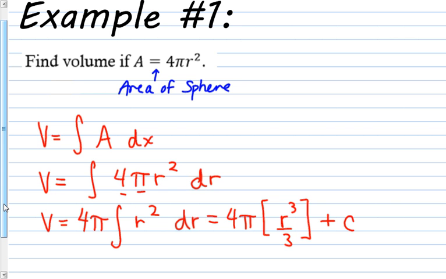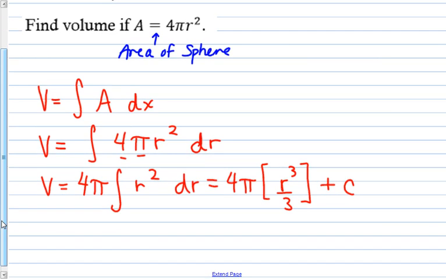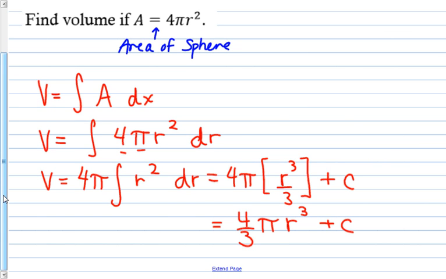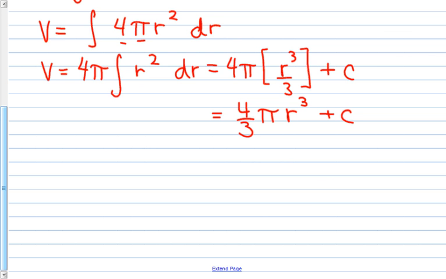So let me clean this up a little. So let's see, the divided by 3 part, that could go with the 4. And then there's pi, and then there's r, and it's cubed, right? And then plus c. So now I integrated the area of a sphere, and I ended up with the volume of a sphere. This is the formula, except for the constant, which we can just assume is 0, is the volume of a sphere.